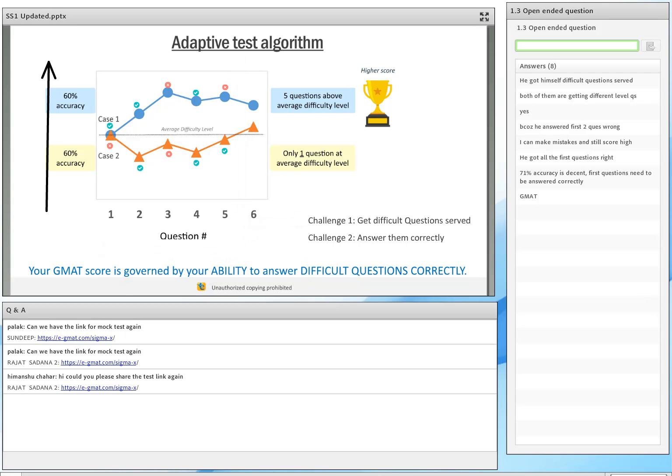Let's clean this up. We're going to start with student 2 first, the guy who made mistakes in the first two questions. The first question, median difficulty level, he got that wrong. The second question, 30th percentile level, he got that wrong.